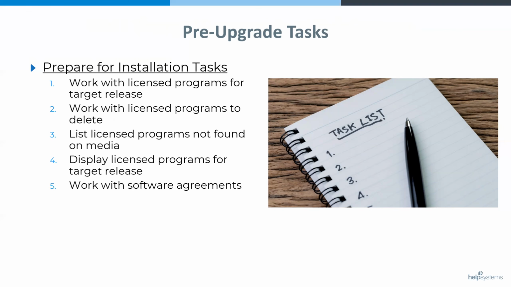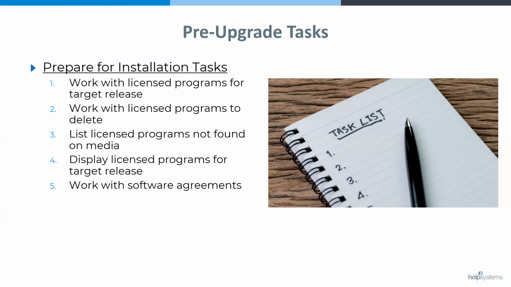So again, this is going to be from IBM i from a command line. There's 10 steps. We need to ensure that we have a licensed program on our DVDs or in our image catalog for each one that we have installed. We need to work with licensed programs to delete, in other words, ones that either are no longer available at V7R5 or that we don't have on those DVDs we uploaded. Steps 2 and 3 kind of work side by side.